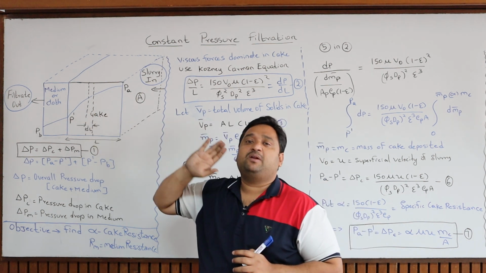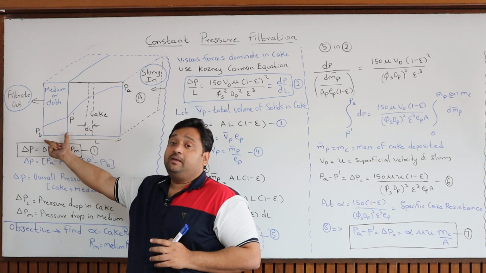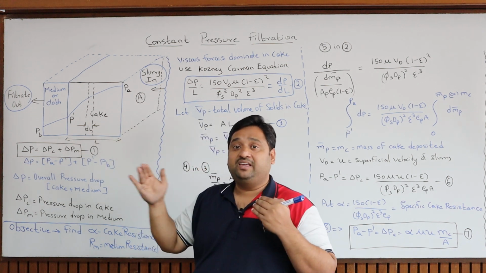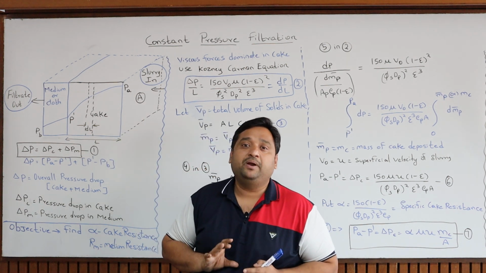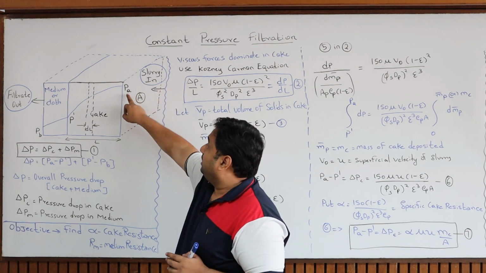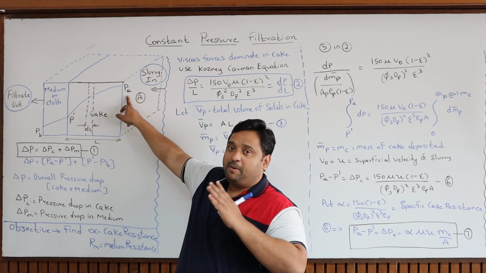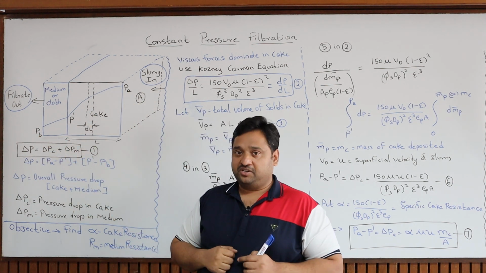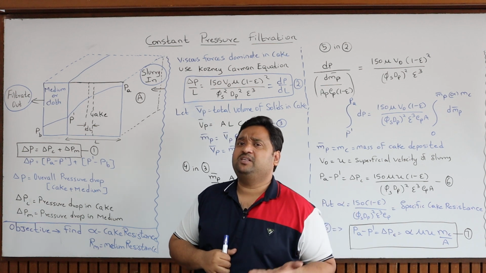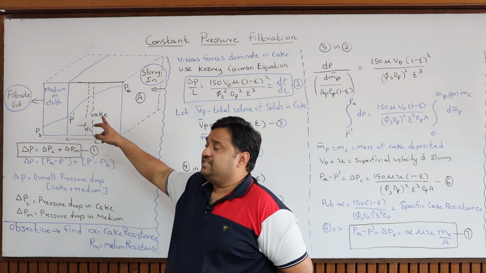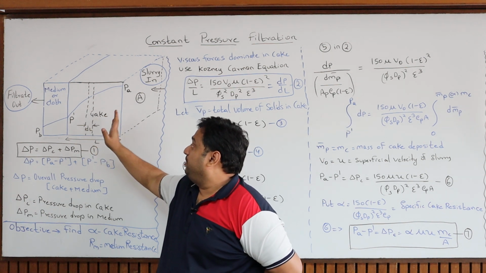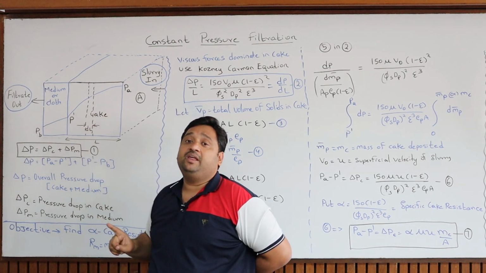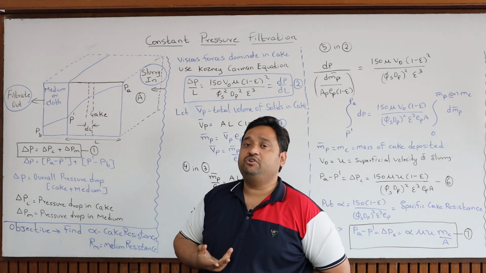Assume this is the filter press. This is the thickness of the medium, that is the filter cloth, and this is the cake. L is the length of the cake that is deposited on this medium. The inlet pressure, that means the pressure we give from the pump, is PA. This is PB, the outlet pressure. If it is open to atmosphere, PB is 1 atmosphere. We have to find out the resistance offered by this cake and the resistance offered by this medium. Once you know both terms, we can design the filtration unit.